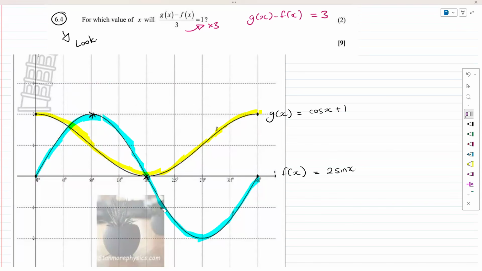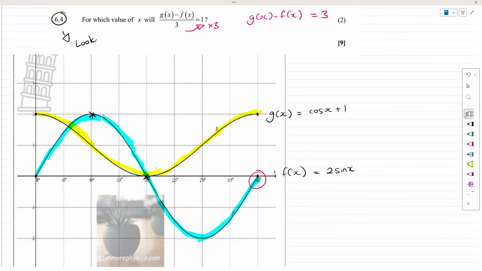Nope. Let's take 180. At 180, the yellow graph is 0 minus the blue graph is 0, and that doesn't work out. Nope. Let's try 0. At x equals 0, the yellow graph is 2, the blue graph is 0. So 2 minus 0 is 2. Close, but that doesn't work out. Let's try another point, here. I know what the answer is, but I'm trying to get you guys to see. At 360, 2 minus 0 is 2, so that doesn't work out.